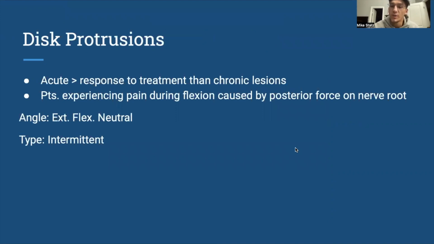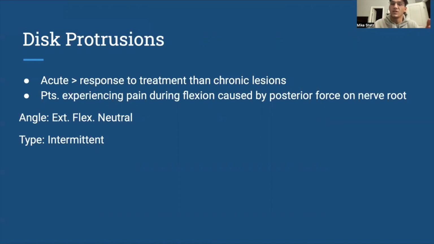Another pathology we're going to be looking at is disc protrusions. So obviously, if the nucleus is pushing out of the disc or out of the vertebral column, perhaps, we can use traction to try and reduce that force. This is going to be more beneficial in acute lesions compared to chronic lesions. In the acute phase, traction is going to be more successful at reducing that type of pain or those symptoms. Patients that experience pain during flexion, that's going to be caused by the nucleus being pushed posteriorly onto the nerve root, creating those signs and symptoms.